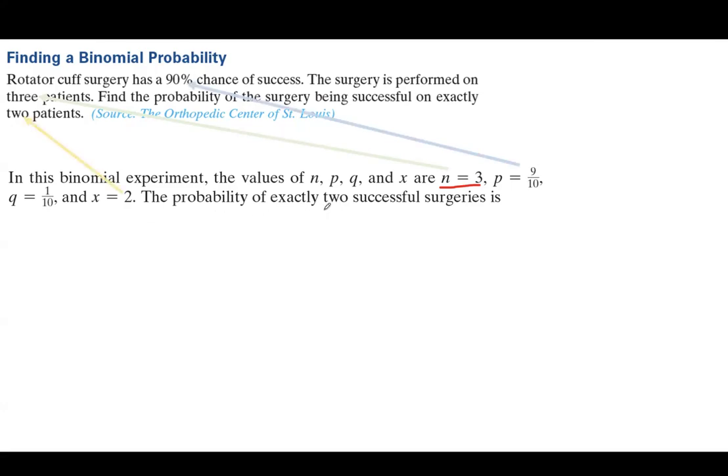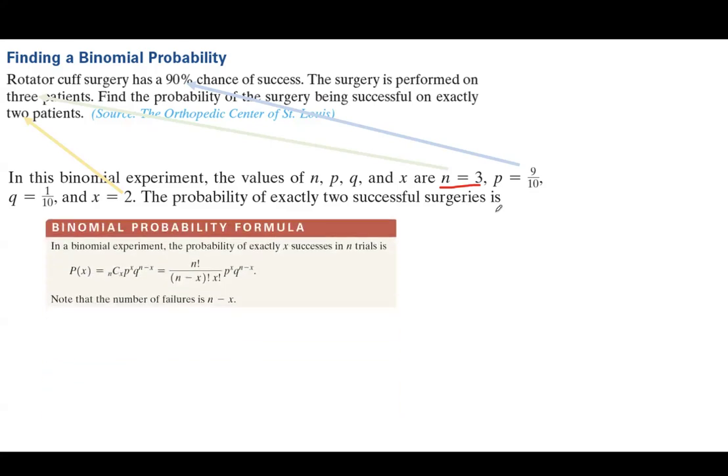The probability of exactly 2 successful surgeries, we need to follow the formula. The probability of X being 2 is N factorial, which is 3 factorial, divided by 3 minus 2 factorial times 2 factorial, P to the power X, Q to the power N minus X. So on the numerator you have 3 factorial, on the denominator you have 3 minus 2 factorial times 2 factorial. P to the X is 9 over 10 to the power 2. Q to the power N minus X is 1 divided by 10 to the power 1.